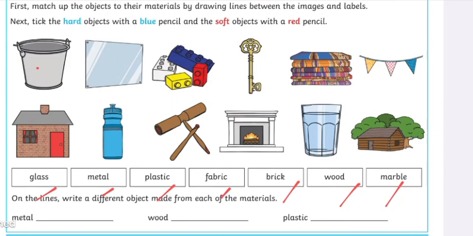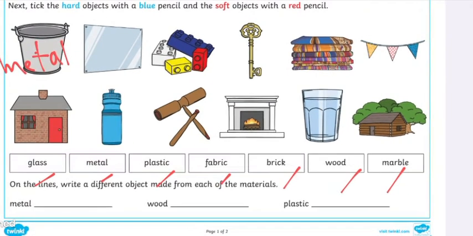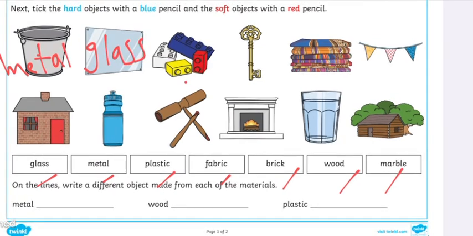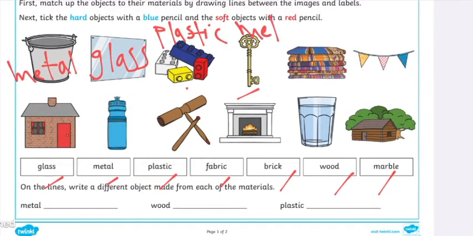So this bucket, do you think it's made of what? Metal. So right here, metal. The mirror, it's made of what? Made of glass. Okay, these blocks are made of what? Glass. The key? Metal. Fabric? This one and this one can be fabrics, right? Yeah. Okay, the house?